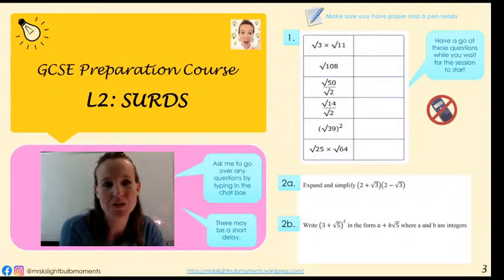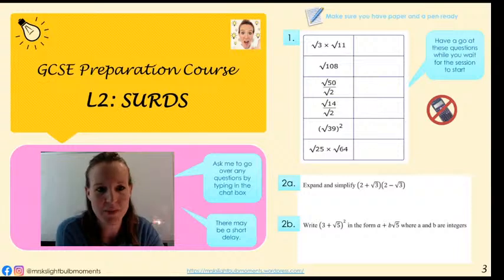This is lesson 2 of the GCSE preparation course and it's on Surds today. I'm Mrs. Kidson, going to be leading you through the content. While we wait for a few more people to log in, have a go at the starter questions. Hopefully you can see question 1 and question 2 on the right there. Make sure you've got paper and pen ready because there's a lot of questions this session.